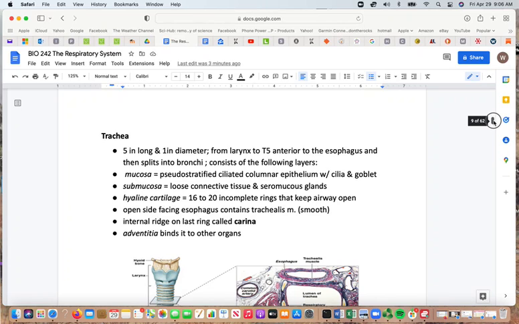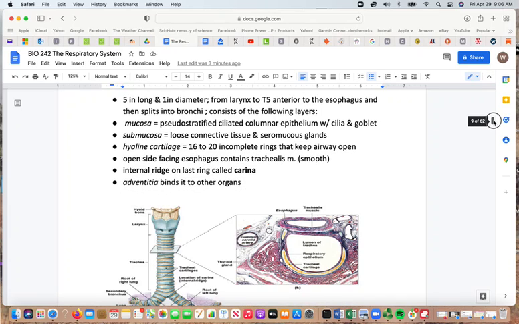Your trachea, it's 5 inches long and 1 inch in diameter. It's going to go from the larynx down to about the level of T5. It's located anterior to the esophagus, and then it's going to spread into the bronchi. And it's got different layers to it. This is a cross-section here that allows you to see, here you've got the esophagus, here you've got the trachea. This is the posterior side over here.